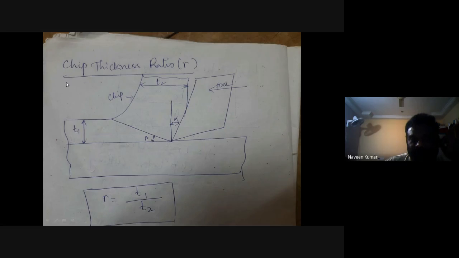Now do one thing. Put subheading chip thickness ratio, draw this diagram neatly and take down this formula.